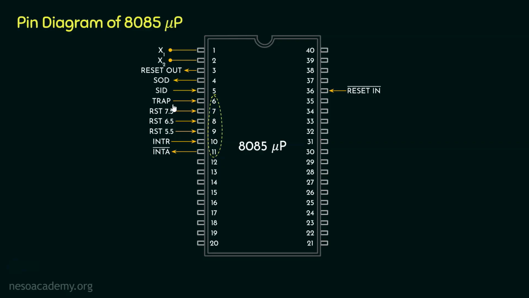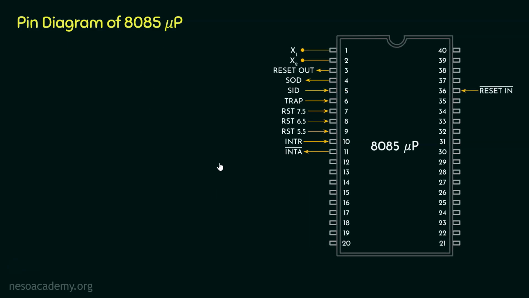Remember, TRAP has the highest priority, and whenever it is high, the microprocessor will terminate its current execution and it will respond to the TRAP interrupt. Then the RST 7.5 has the next priority, followed by RST 6.5, 5.5, and finally, the lowest priority interrupt is INTR or interrupt request. Now coming to the pin number 11, it is an active low output pin, which is used for interrupt acknowledgement. So whenever these interrupts, apart from TRAP, are generated, thereafter, in order to process those interrupt requests, the microprocessor will have to generate the active low signal, that is 0, through this pin. So that was the quick recap.